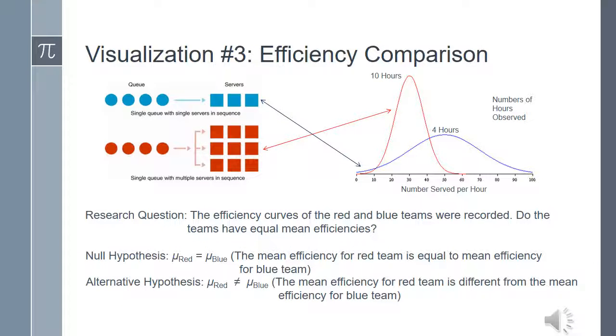Visualization number 3 is efficiency comparison. The research question assesses whether the efficiency curves of the red and blue teams are equal. The null and alternative hypothesis for the study would be stated as follows.